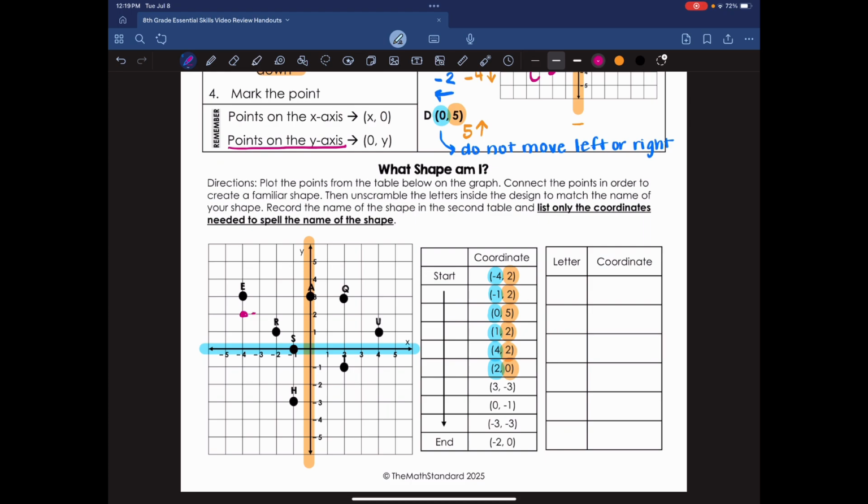Okay, I'm going to go to the next one. -1, 2, so -1 for x, backwards, and then +2 means move up. Here's my next point. Okay, then it is asking us to connect them in order. So I'm going to connect this guy to that one. And I would keep going until I get to the end. And in fact, I'm even going to connect this last point back to this point. So once you do that, you should get a shape that looks familiar. You'll spell out the name of the shape here, and then you will list your coordinates.